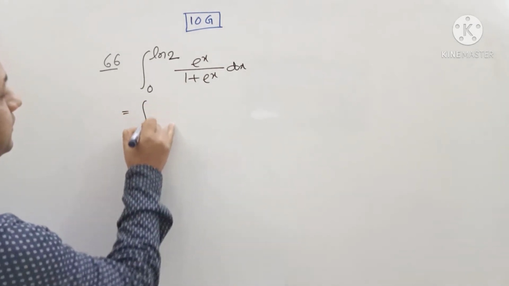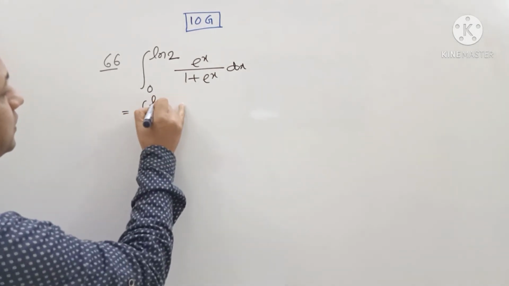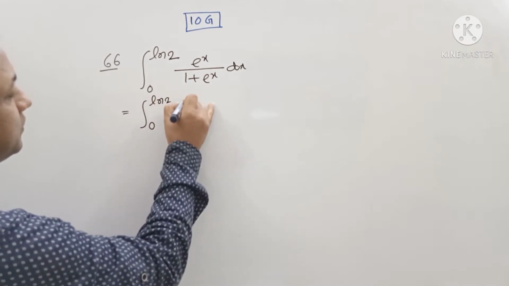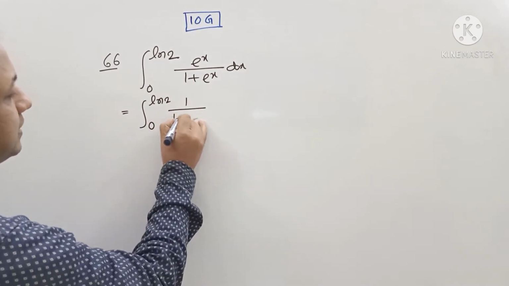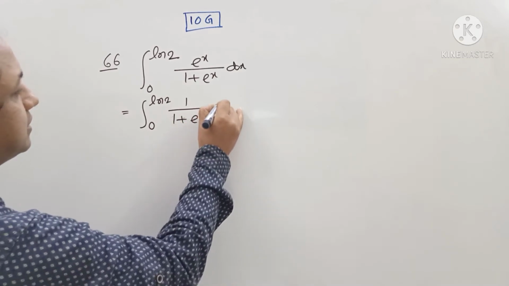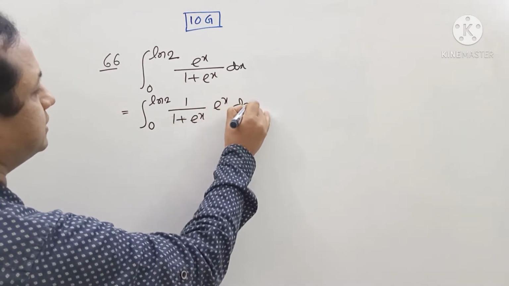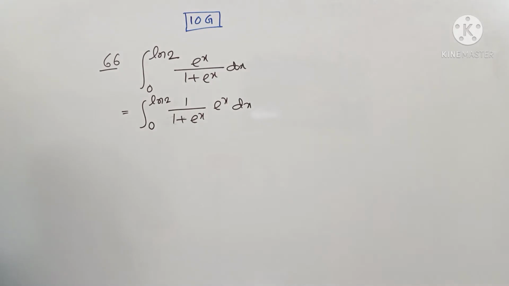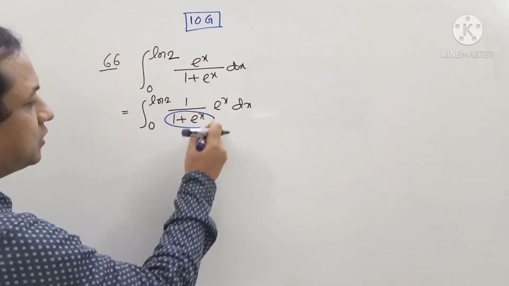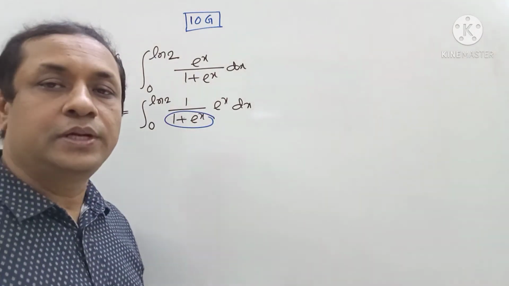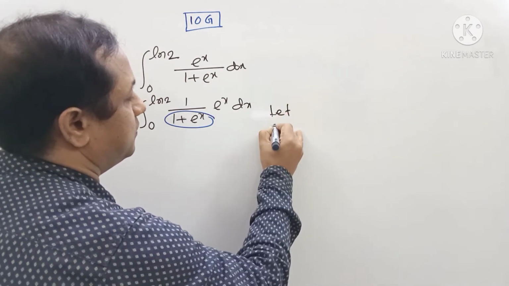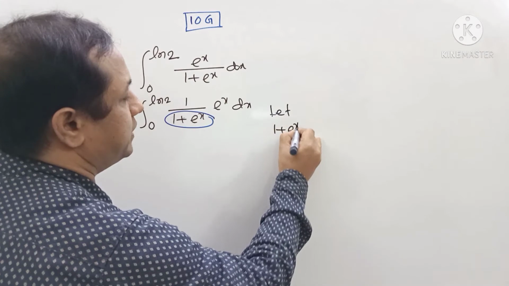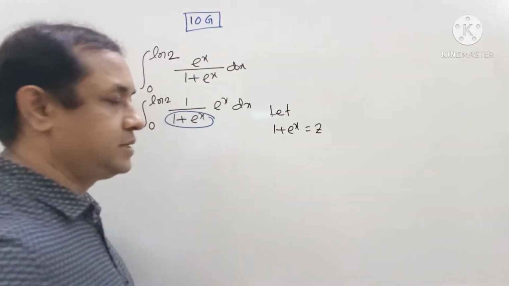Here we can write the integral from 0 to ln 2 of 1 by (1 plus e to the power x) dx. Now student, let 1 plus e to the power x equal z.